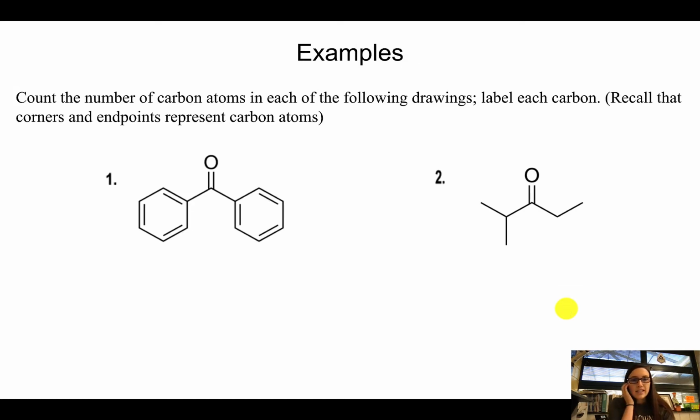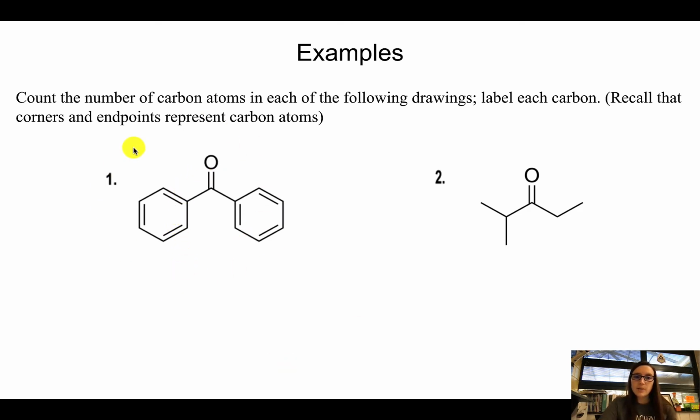So we're going to take a look at some examples. We want to count the carbon atoms. Before we learn to actually draw them, we need to be able to recognize how many carbons there are. So we're going to count the number of carbon atoms on each of the following, and we want to label them. Remember that corners and endpoints represent carbon atoms.